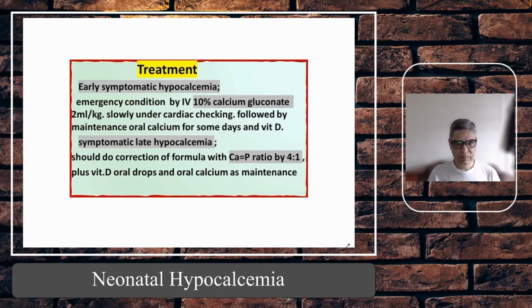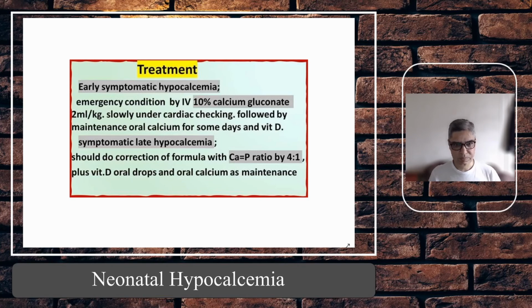Treatment. If it is early symptomatic hypocalcemia, if they are presenting with symptoms like jitteriness, like seizures, you have to give them emergency calcium in the form of 10% calcium gluconate, and the dose is 2 mils of the 10% calcium gluconate per kilogram body weight, and it has to be given very slowly, and you have to put the baby on a cardiac monitor to look for any changes in the ECG. And once you have corrected that, then you have to give them oral calcium on a maintenance dose for some days to ensure that the calcium is at a normal level, and you also have to supplement vitamin D in these cases.